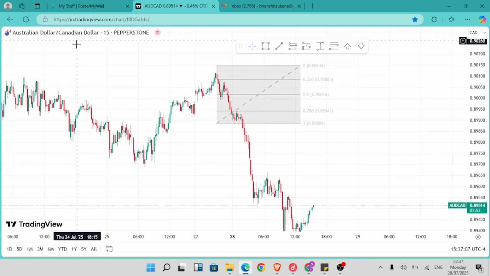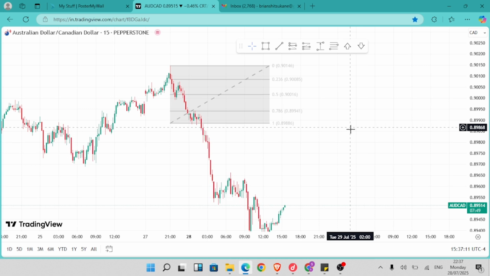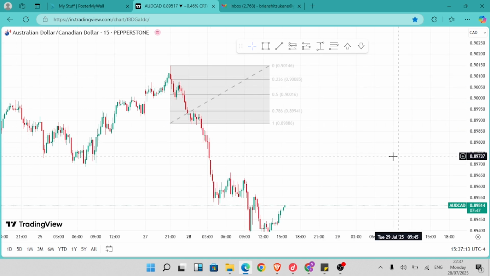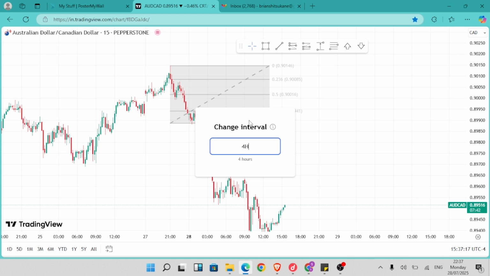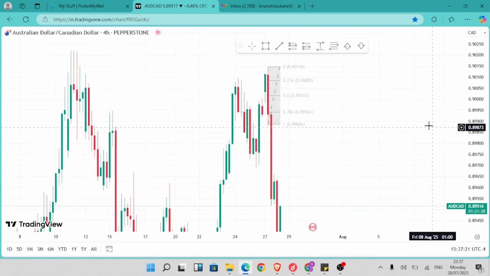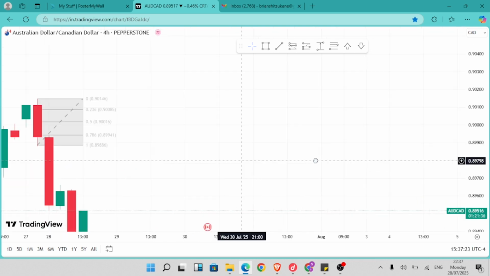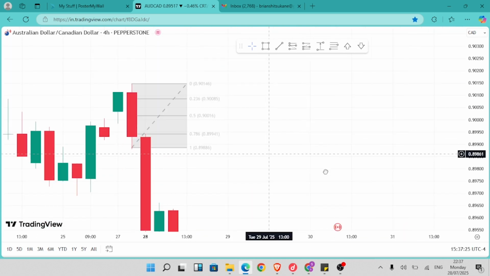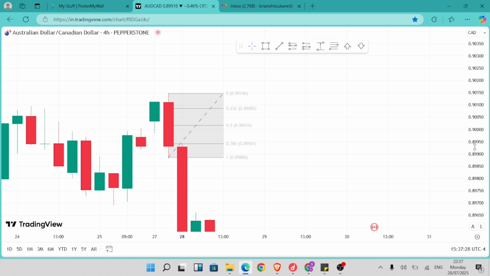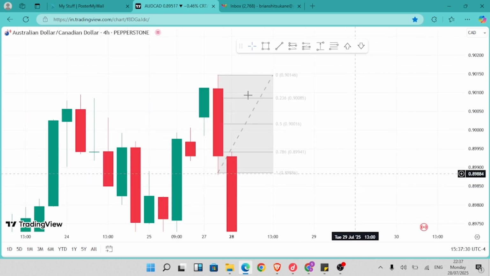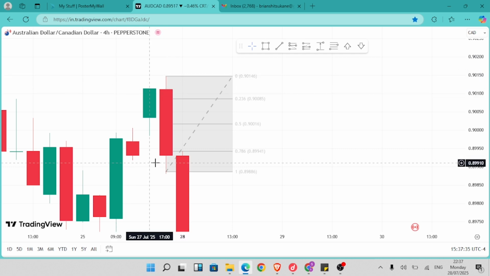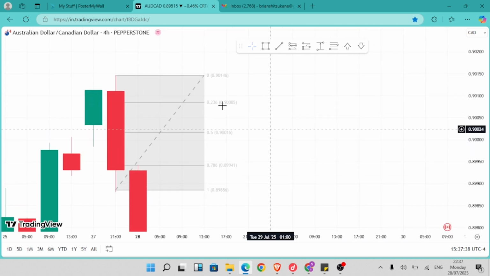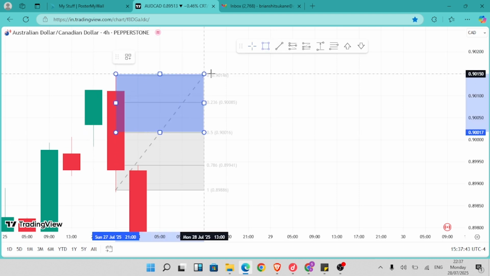AUD CAD, that is Australian dollar versus Canadian dollar. I'll just leave it as it is. So what happened: we had this bullish candle, this bearish candle engulfing the bullish candle, sweeping the liquidity, engulfing the bullish candle, and then we had this dealing range to give us a premium.